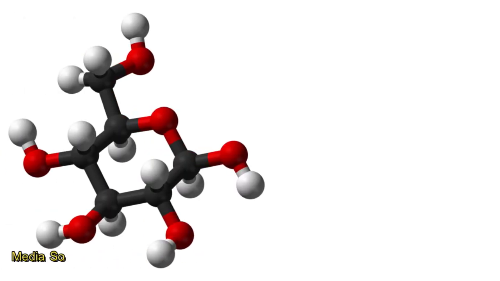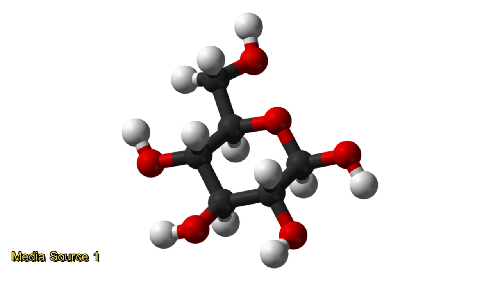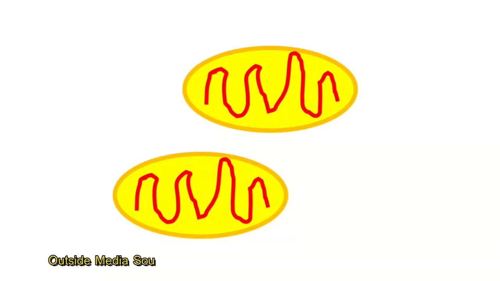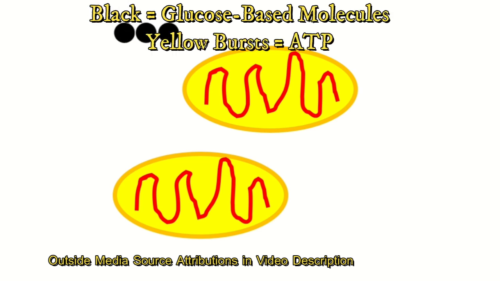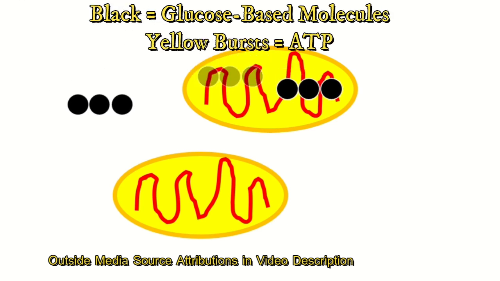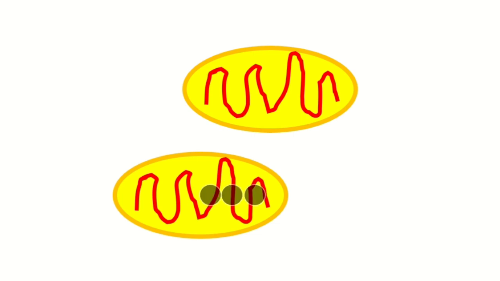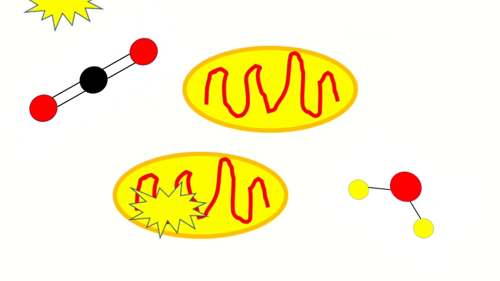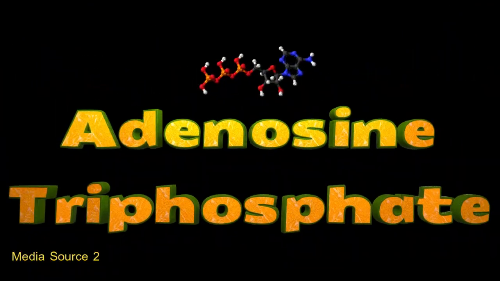In order to get this energy, the cell needs glucose or some other source of energy. Glucose contains lots of high-energy carbon-hydrogen bonds, and this energy can then be transferred by the breakdown of glucose into water and carbon dioxide. This energy is then used to make ATP, or adenosine triphosphate.